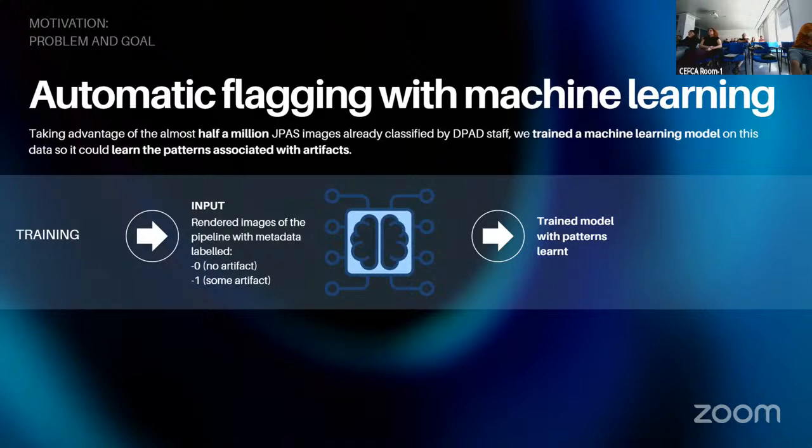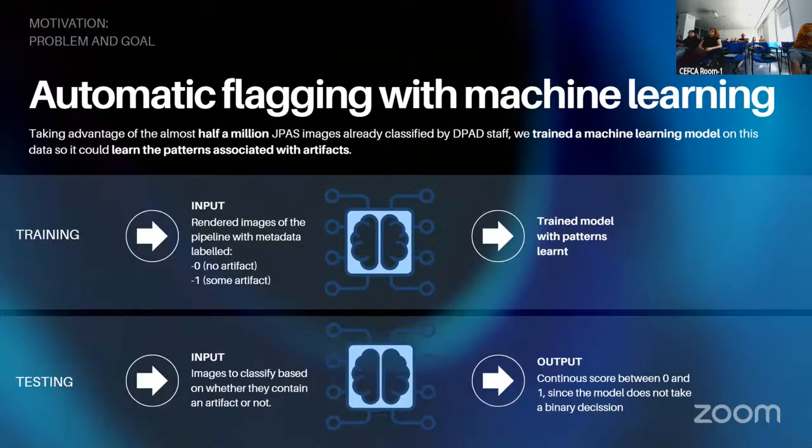So in the training phase, we are going to use render images with the following metadata. If the metadata has a level of 0, that means that the image has no artifact on it, so that image is valid. And if the level is 1, that means that the image has some artifact, so the image would not be valid. So we got our trained model, and then we have to test the model.